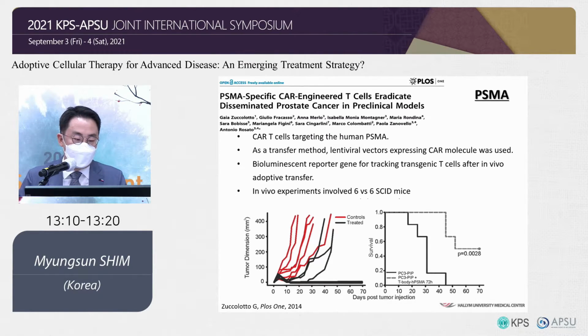In this study showing the efficacy of CAR T cells targeting the human PSMA, the authors manufactured the CAR T cell by transfecting lentiviral vectors, and they also used a bioluminescent reporter gene to track the T cells in vivo. As you can see in these graphs, decreased tumor dimension and increased overall survival were noted in those treated with anti-PSMA CAR T cells.